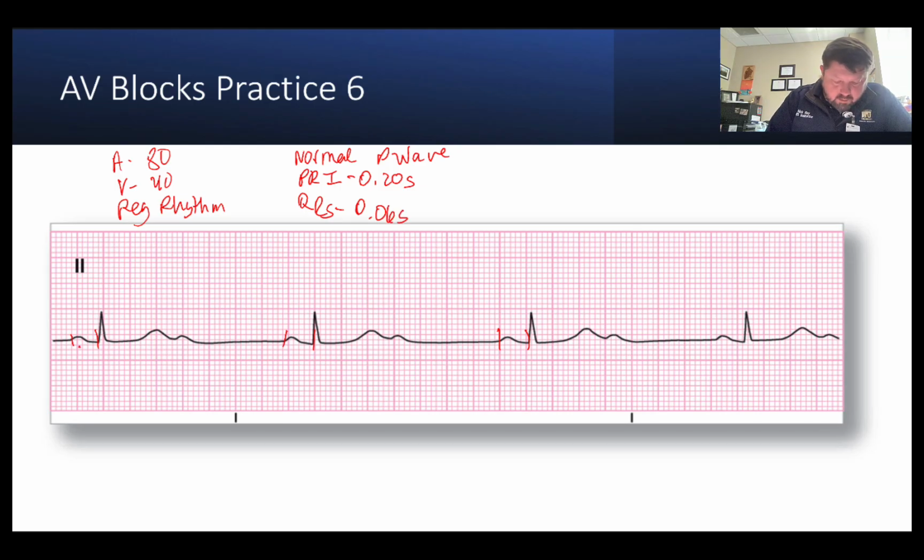I've got a P wave for every QRS, but I do not have a QRS for every P wave. For every 2 conducted P waves, I only have 1 QRS complex. So again, I've got a 2 to 1 untypable.